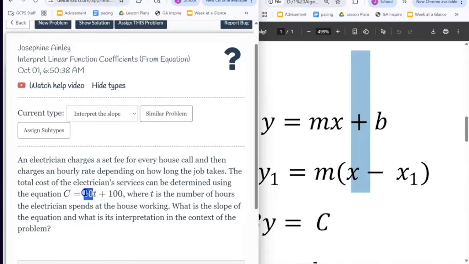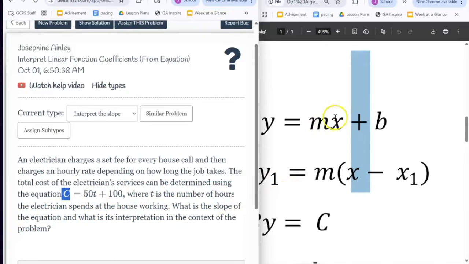So this is my $50 for every hour. So if he stays for 1 hour, he's going to charge $50 plus $100 just to come out. If he stays for 2 hours, 2 times 50 is $100 plus the $100 to come out, which means this is the total. All right, so the cost of the electrician can be determined by this equation, where T is the number of hours the electrician spent on the house working. What is the slope of the equation?